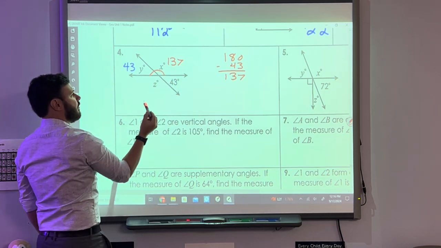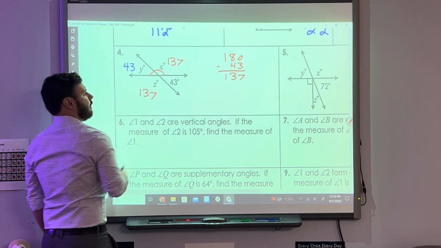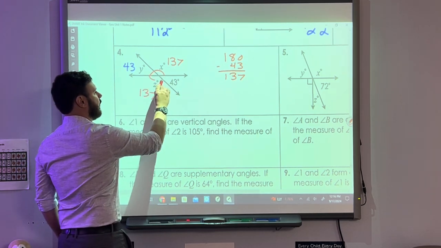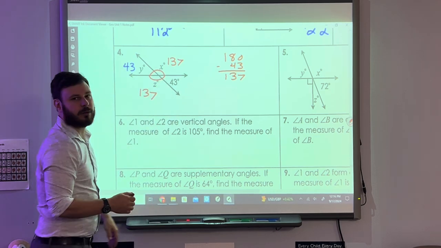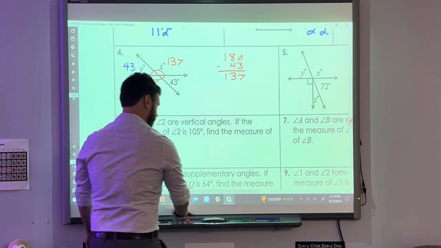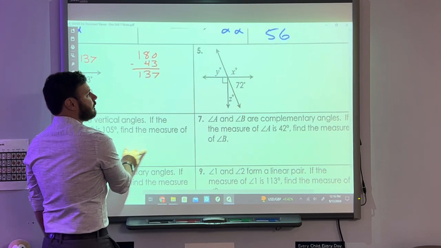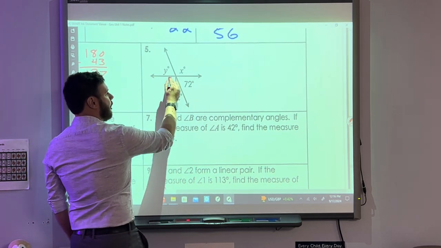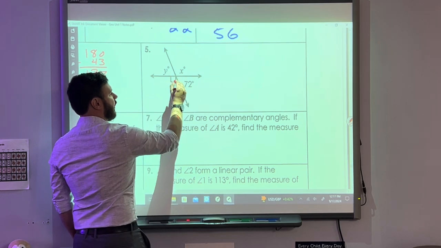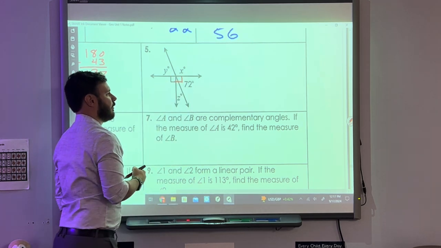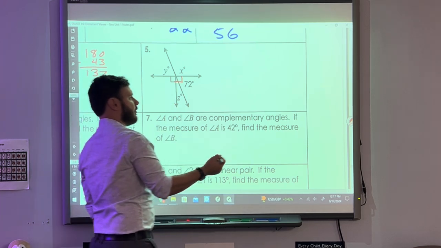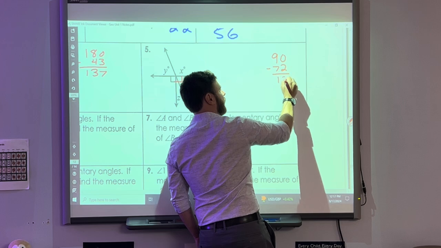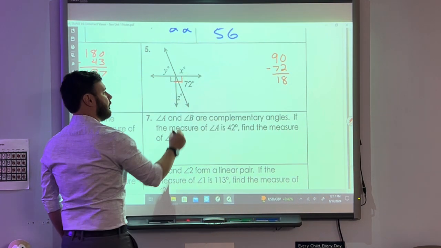But now what's vertical to x? Directly across is z. And you could have done the same thing here, 43, hey look, another straight line, and do that math again to get down here. But you don't have to do that twice. Okay, so if you have a box here, and this is a straight line, then you also have a box there. So whatever z is, well, we're going to find 90, take away 72, it's going to tell me z is 18.